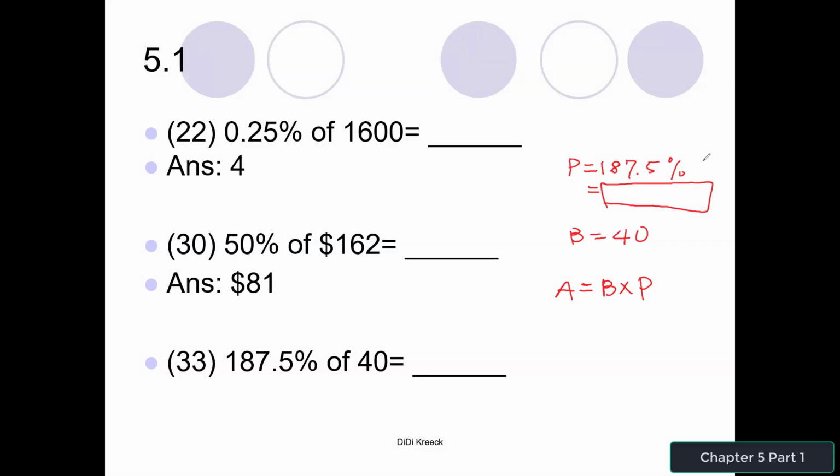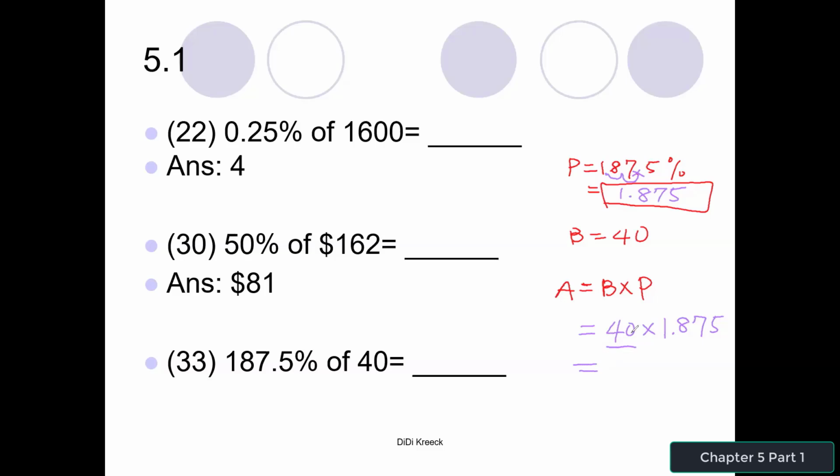Percent means per 100, so it's dividing 187.5 by 100. Or we simply know that we can move the decimal point 2 places to the left and remove the percent symbol. Okay, so it'll be 1.875. Here, my base is 40. My percent will be 1.875. Now I can multiply this out to get my amount.